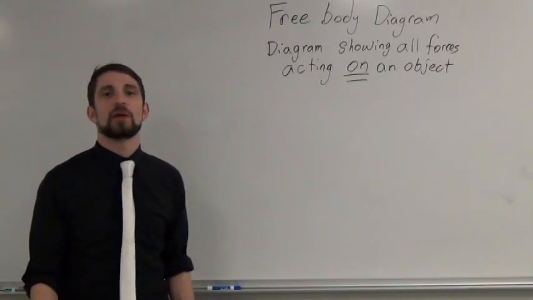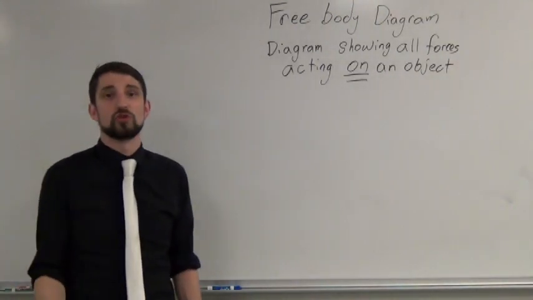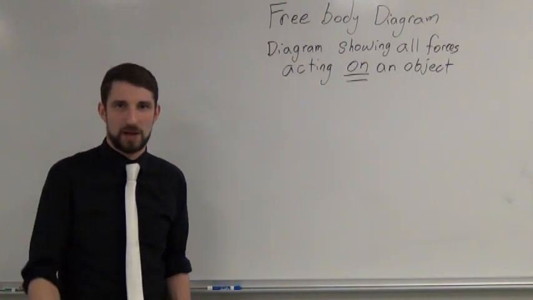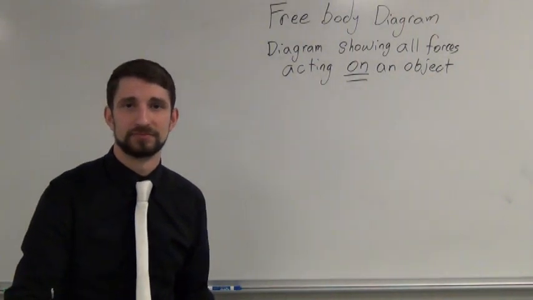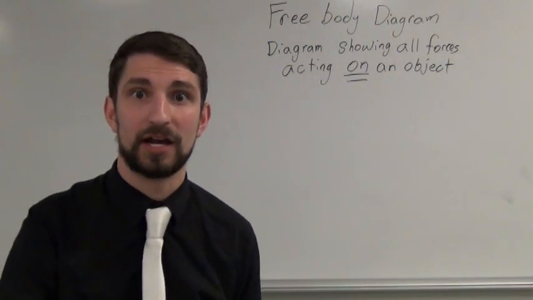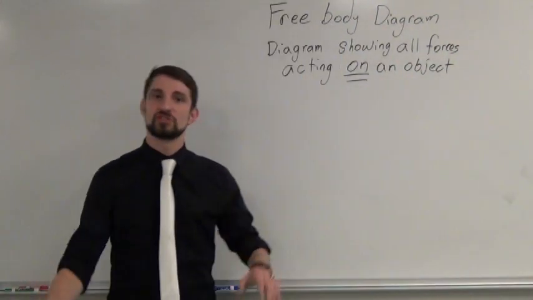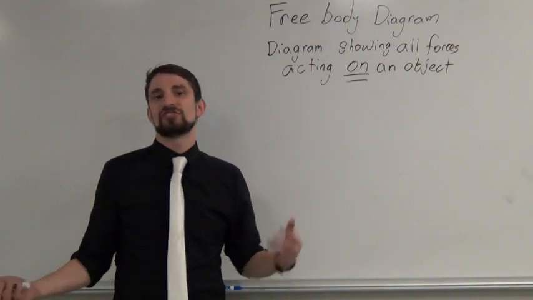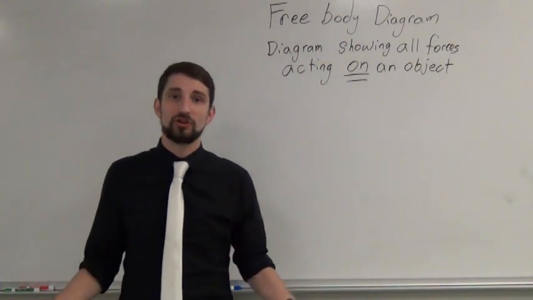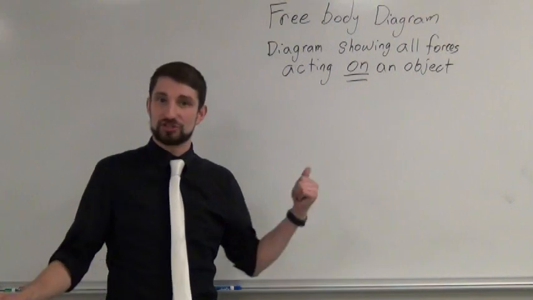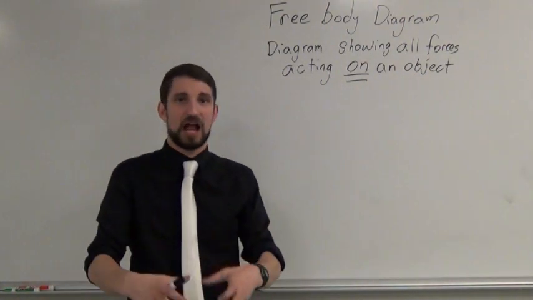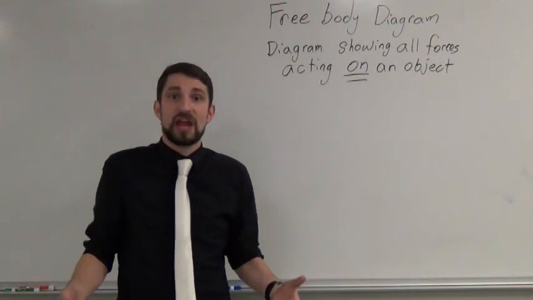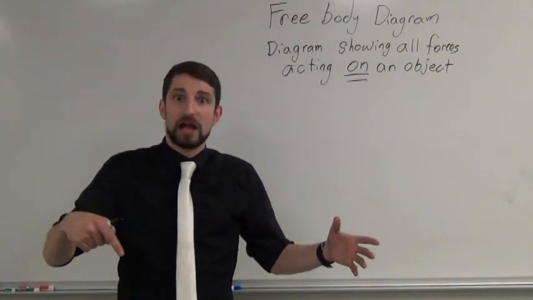A free body diagram is just a picture or a diagram that shows all the forces acting on an object. That's the important part, acting on the object. This is very important because Newton's third law says for every action there's an equal and opposite reaction. Many people want to draw the wrong forces due to Newton's third law. The point of an FBD is to show the net force acting on an object. To figure that out, we have to just look at forces on that object.